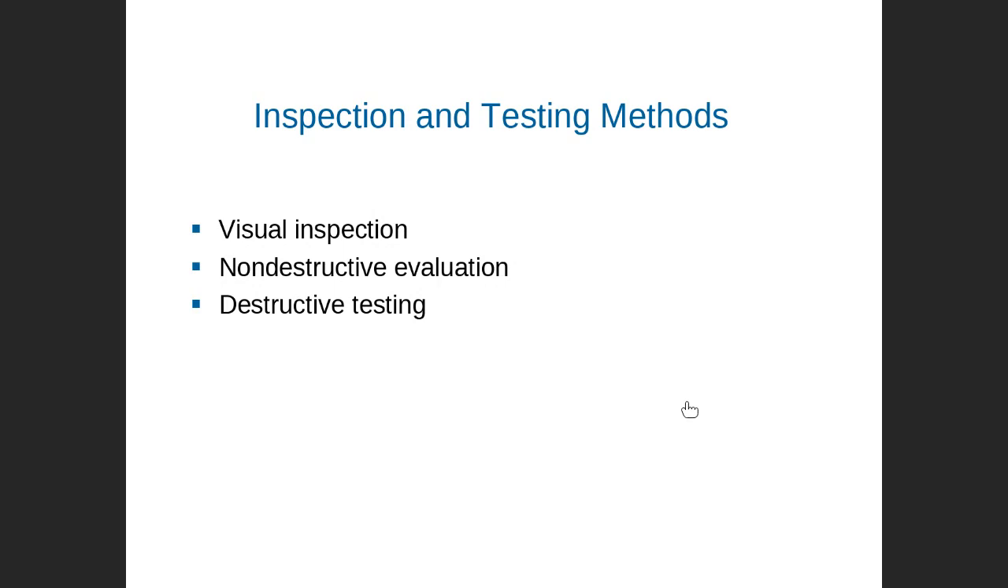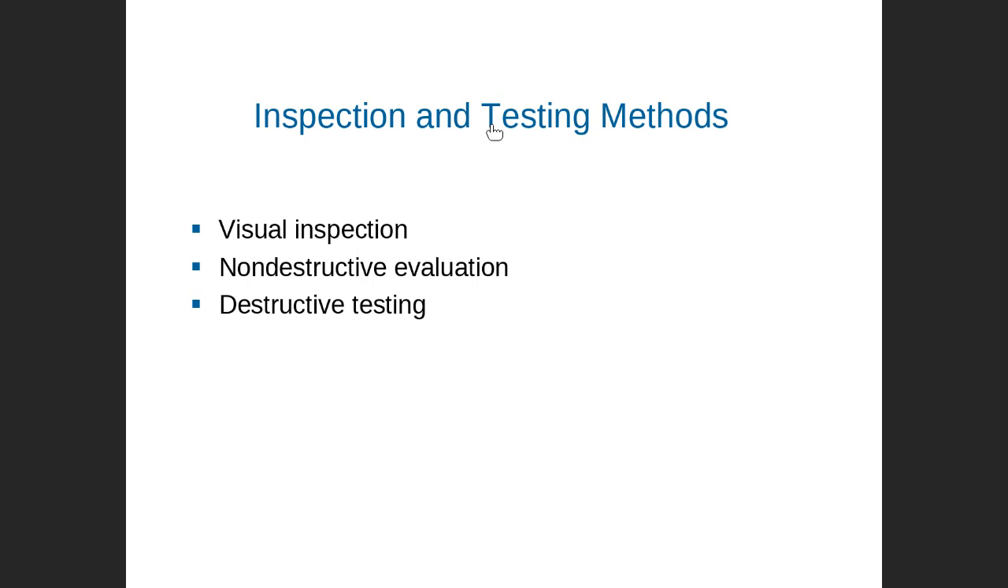Inspection and testing methods. What is an inspection? Inspection means to check the weld joint, to be sure that the weld quality is okay. Later, after the weld is done, you need to check. We call it inspection, to check the quality of the weld, whether a defect is there or not.